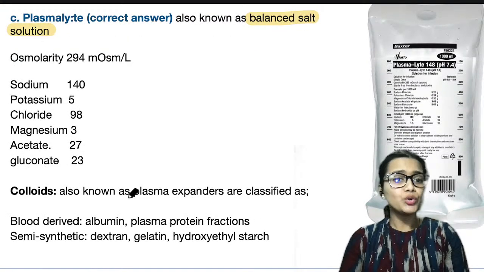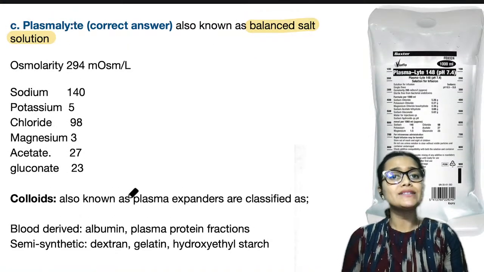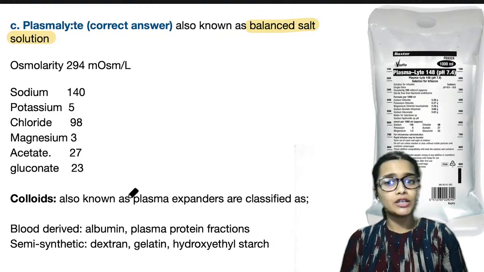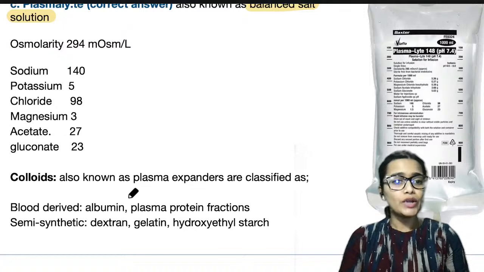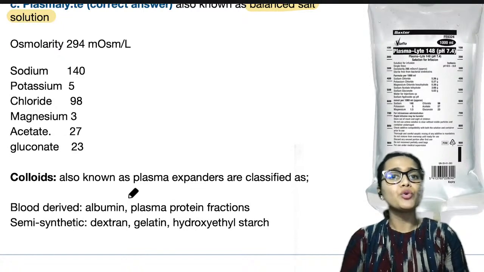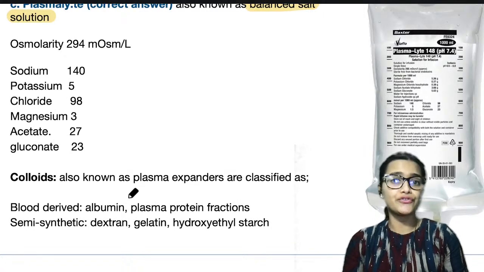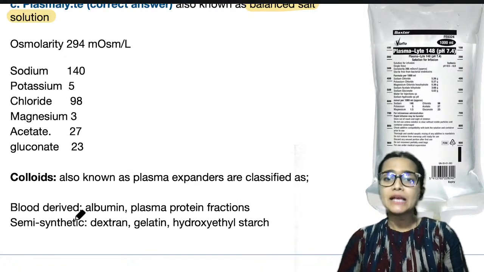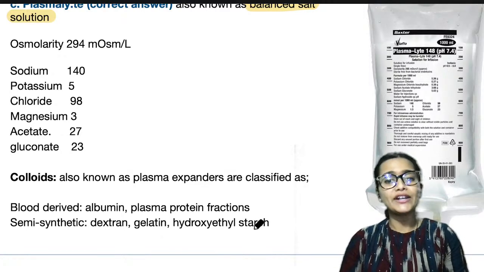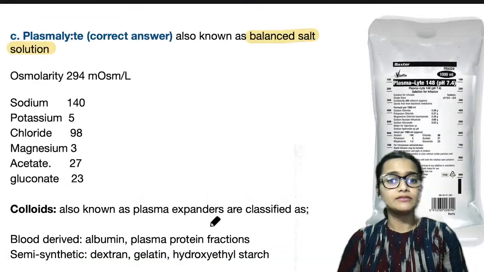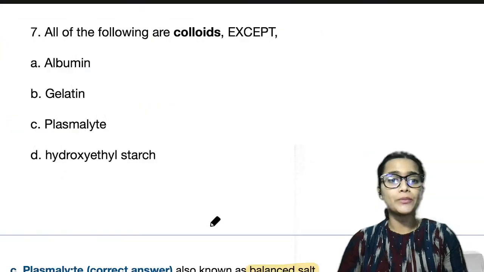Now, colloids are known as plasma expanders because once they are in the body, they stay in the blood circulation for at least 4 to 6 hours. The types of colloids would be blood derived, most commonly albumin and other plasma protein fractions or fresh frozen plasma, and other semi-synthetic substances like dextrans, gelatin or hydroxyethyl starch. So all the other options are colloids except plasmolite.